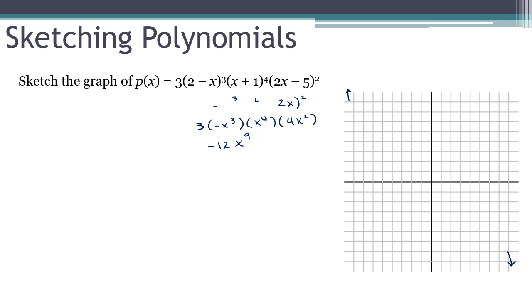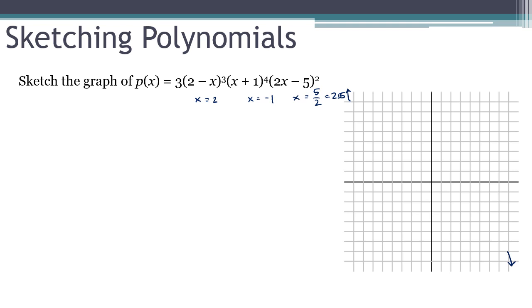Awesome. Now let's think about roots. All right, there's 3 of them here. I get x equals 2 from this one, x equals negative 1 from this one, and x equals 5 halves, which is 2.5 from this one.